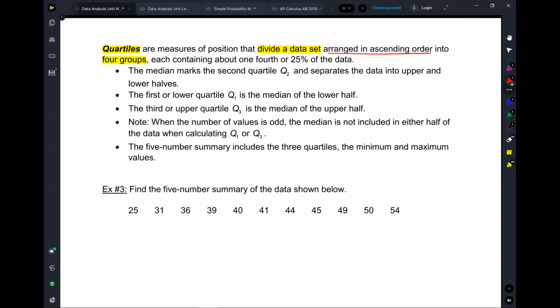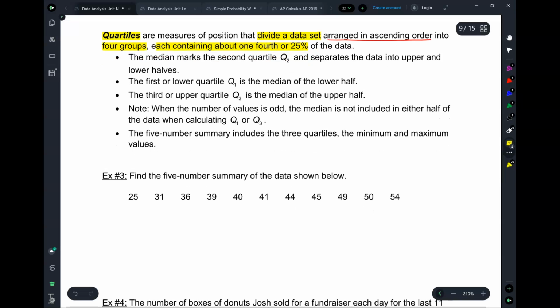Each of the data groups contains 1/4 or 25% of the data, okay? So if I got, like, your test scores, these people were in the top 25%, middle 25%, and so on and so forth. So the median marks the second quartile, or Q2, and it separates the data into two, like the median, right?